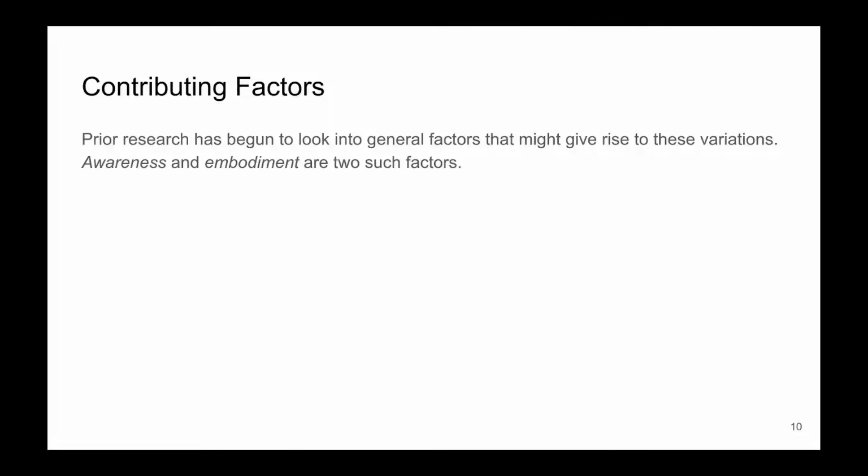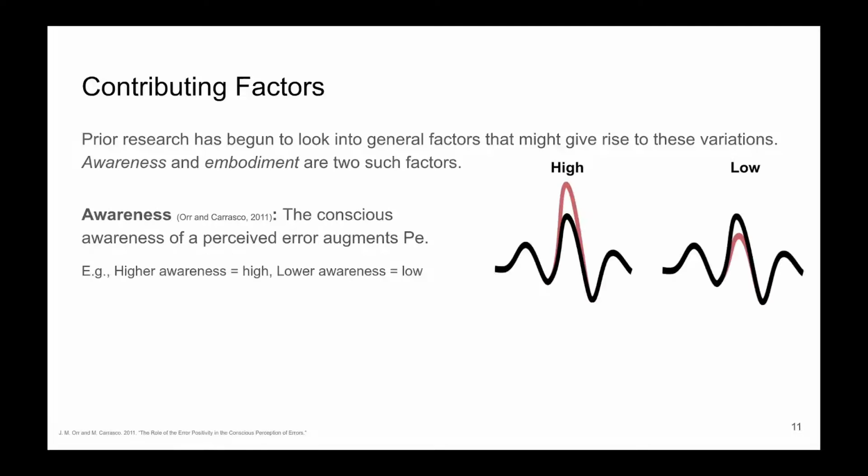So given these ErrP variations, prior research has really begun to look at some general factors that might give rise to these variations. Two such factors we'll look at today are awareness and embodiment. Awareness is really tied to the conscious awareness of a perceived error. Given this black line here, which represents a cartoon drawing of an error-related potential, when we have higher awareness, we can see in the red drawing that it tends to augment this P3 peak by making it larger, or having a larger amplitude.